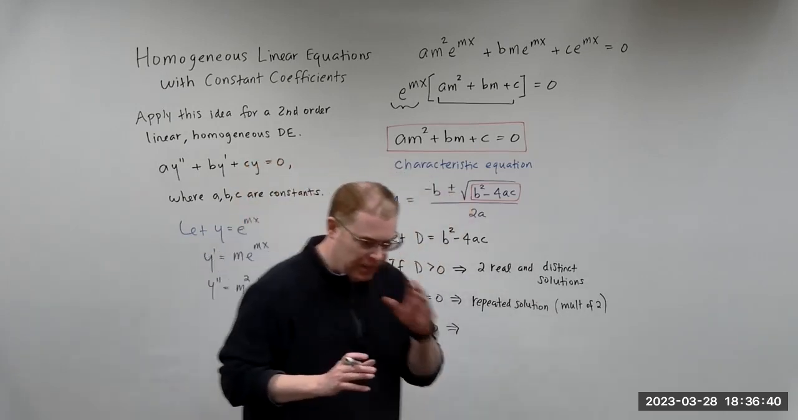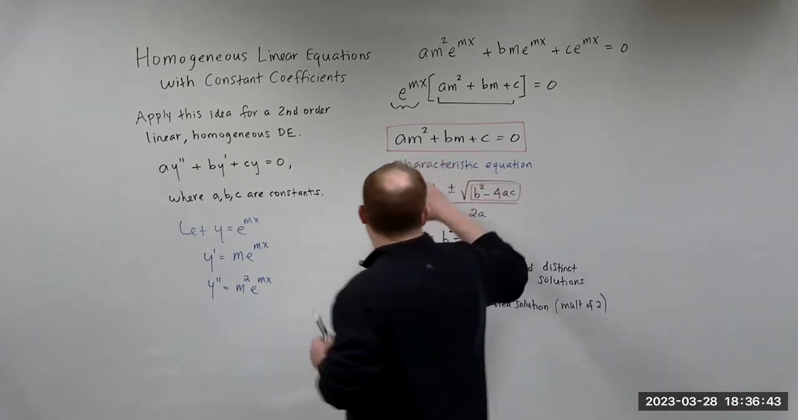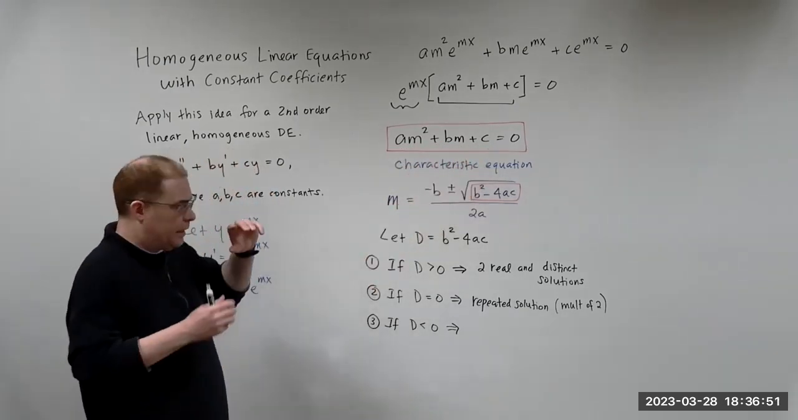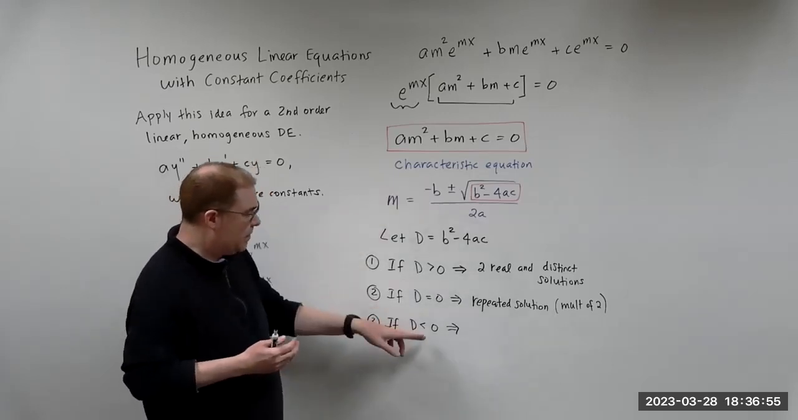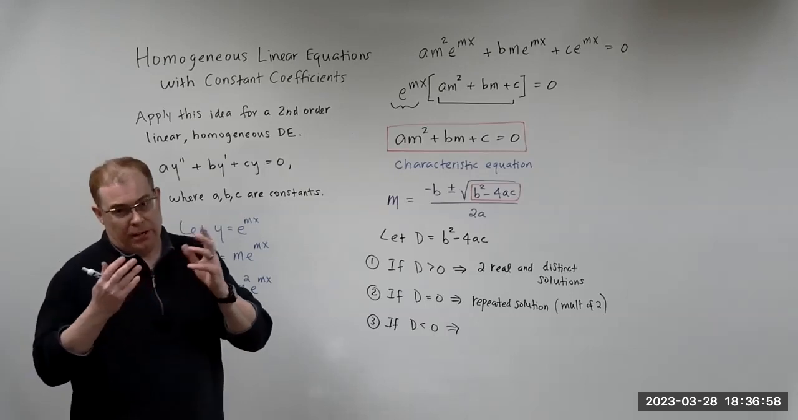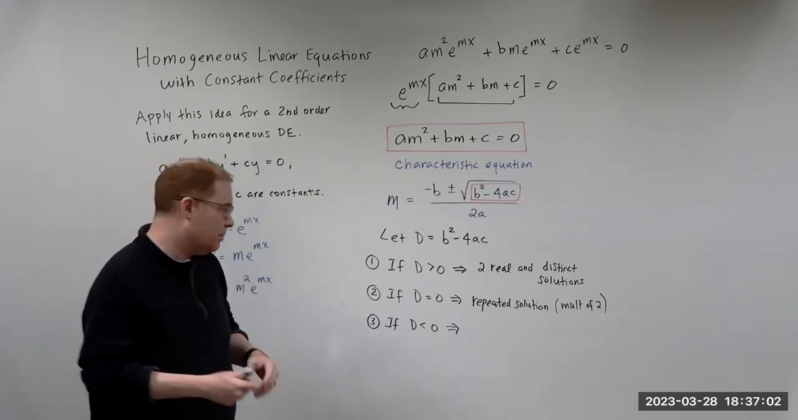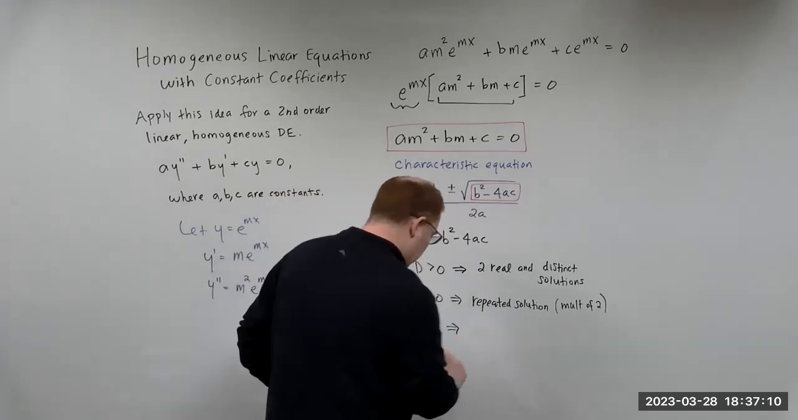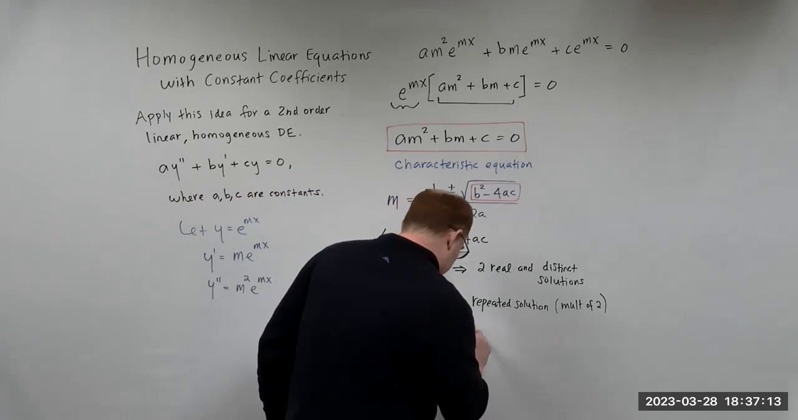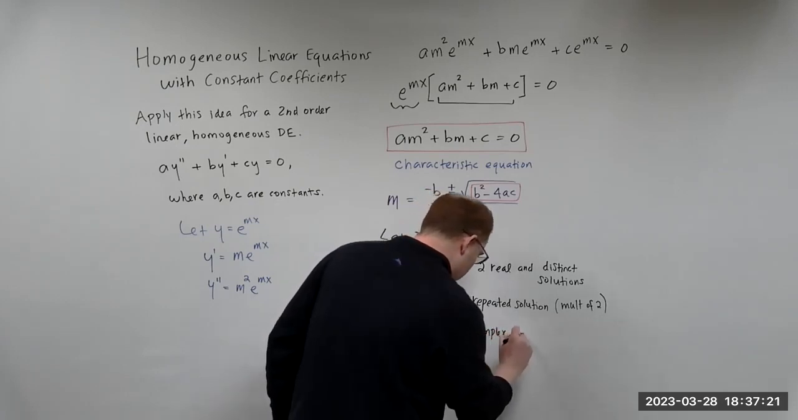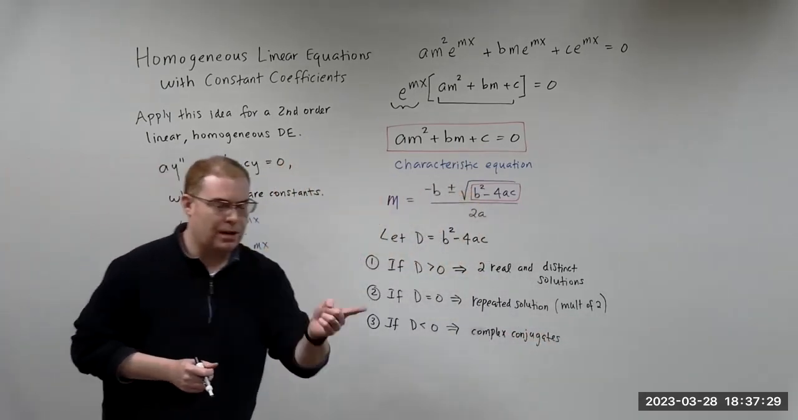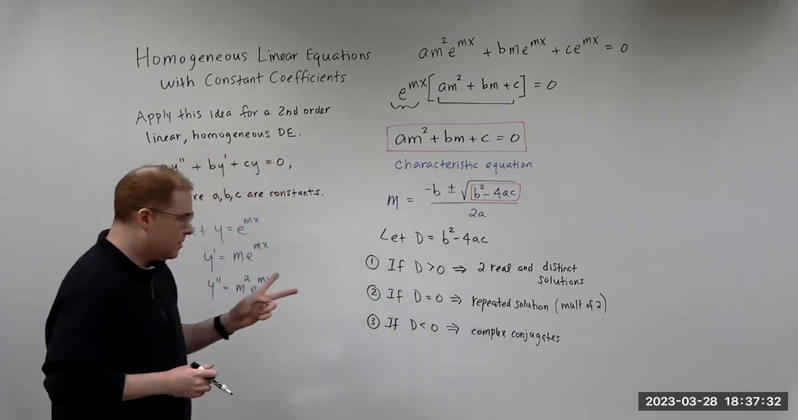complex roots. Now, if you remember from pre-calculus, if these are real valued coefficients, and the discriminant is less than zero, then you get imaginary solutions or complex solutions, but they occur in pairs. So you get basically complex conjugates. Because this is second order, you'll have two imaginary solutions, but they're complex conjugates of each other.